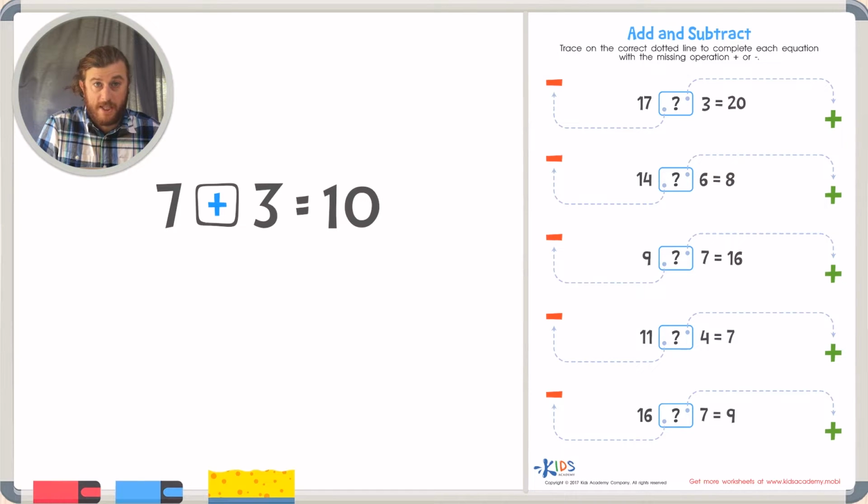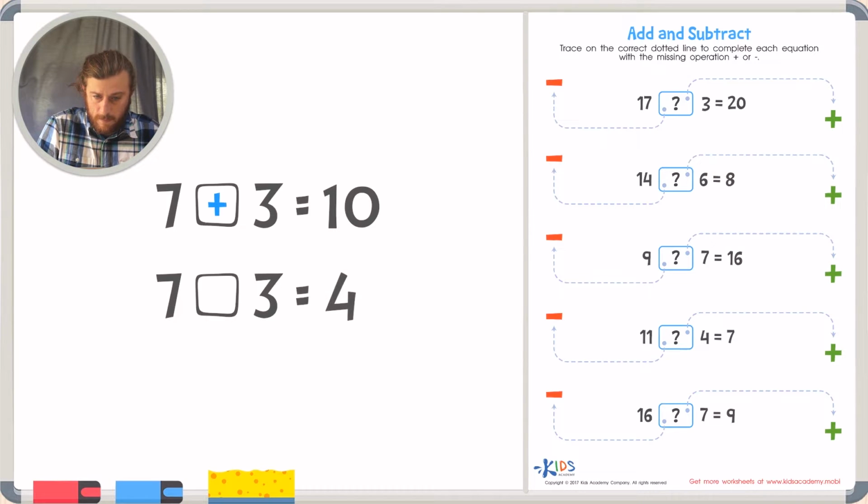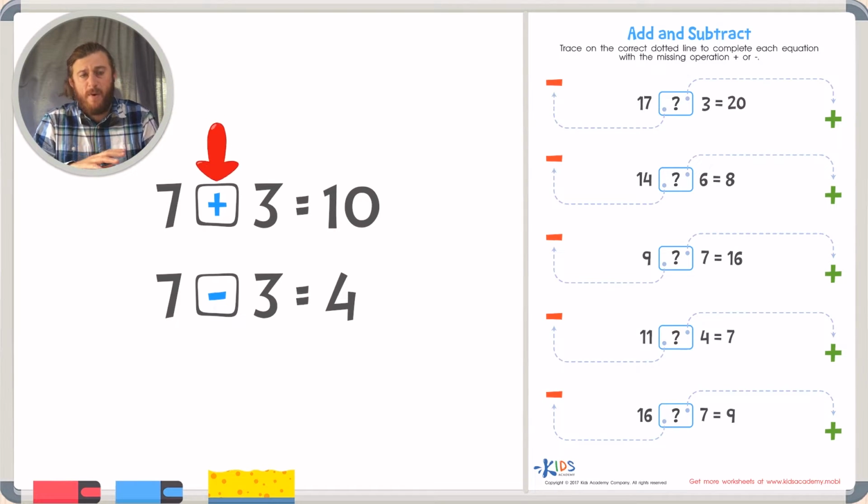But if you have a problem like 7 plus or minus 3 equals 4, you can see in this problem the first number is actually bigger than the answer. So if we're making a number smaller, we need to take something away or subtract. So remember, if your answer is bigger than your first number, you need to add so that way you can grow the number. And if your first number is bigger than your answer, you need to decrease that number or shrink it by taking something away and subtracting.